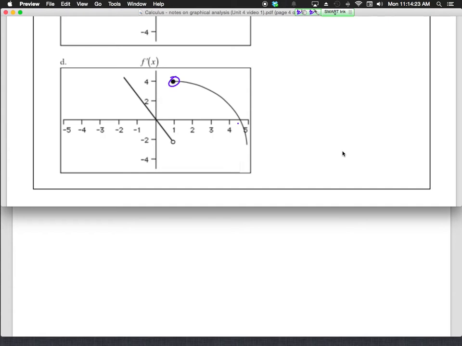Now, let's assume, just so you will know what to do when you get to it on your assignment, this was an open hole. If it's an open hole, that means this is a critical point. And if it's a critical point, is it a relative max, min, or neither? It's a minimum. Why is it a minimum? It's negative on the left and positive on the right, which means it's got to be a relative minimum.